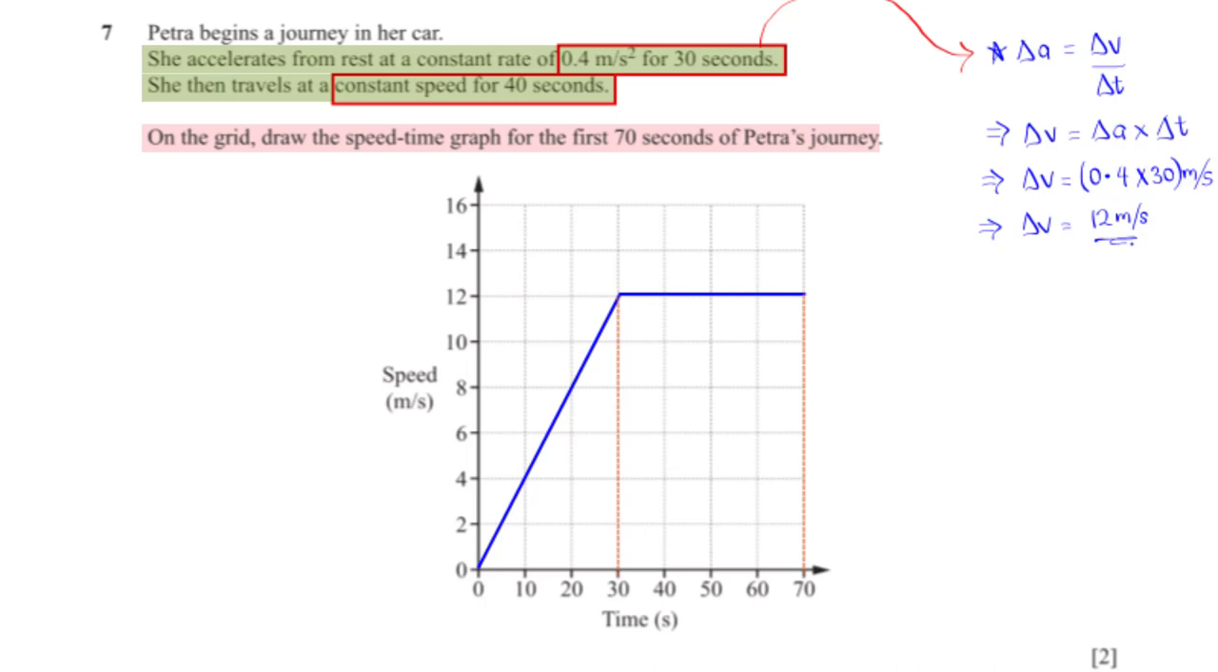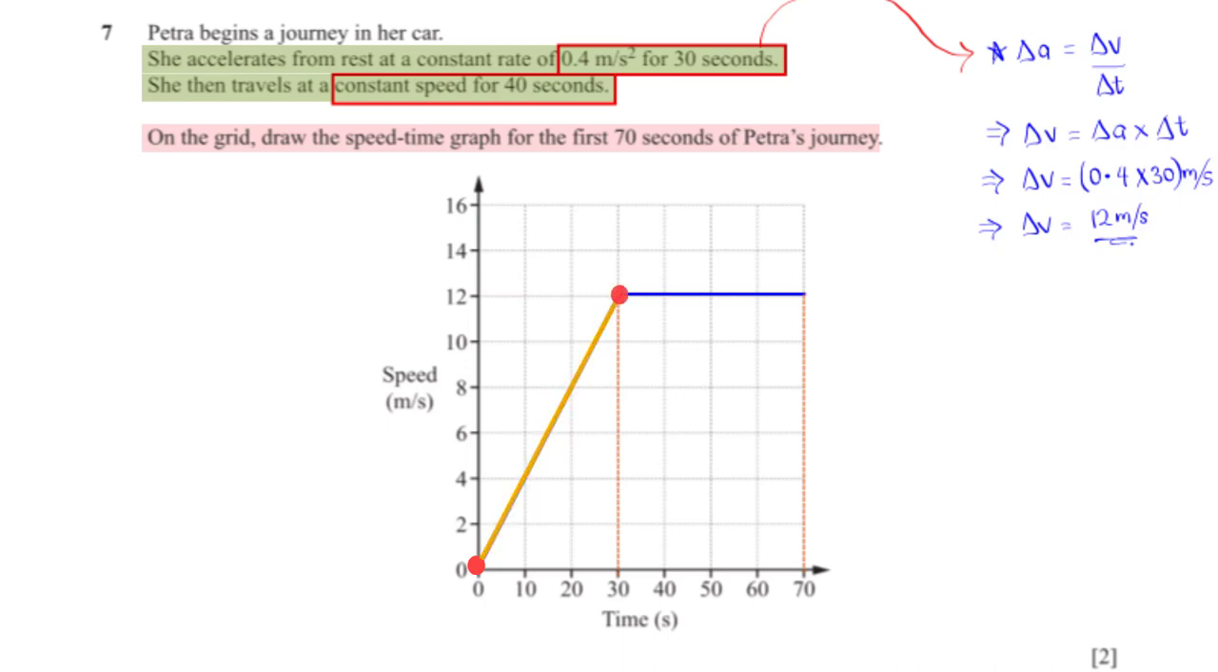So first, we've been told that Petra accelerates from rest. So this means that her starting point is at the origin, where t is equal to 0 and speed is also equal to 0. The next thing we need to find is Petra's speed at t equals 30, and we can do this by using the acceleration formula, which is equal to speed divided by the time taken. When we make the speed the subject of the formula, we have acceleration times time. We've been given the acceleration as 0.4 and the time duration as 30. And so 0.4 times 30 gives us Petra's speed as 12 meters per second.